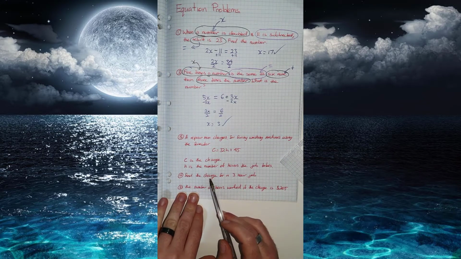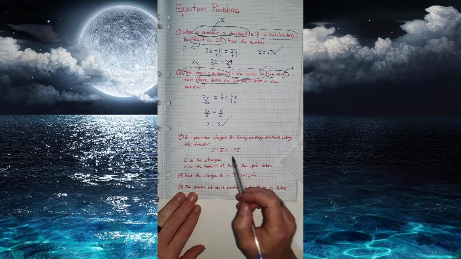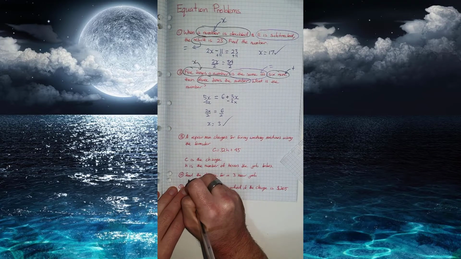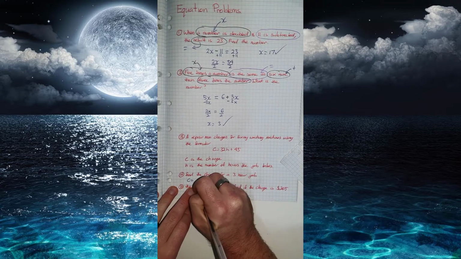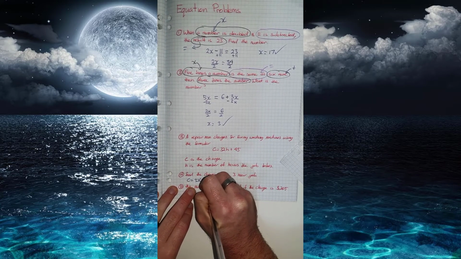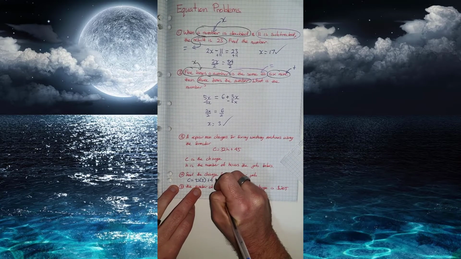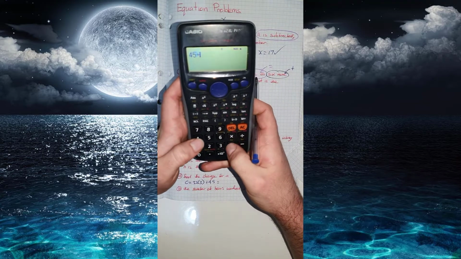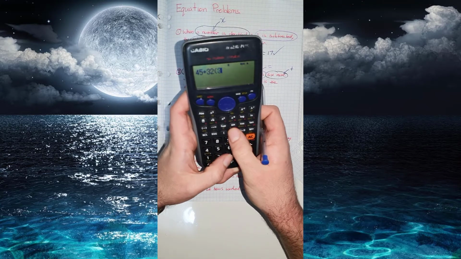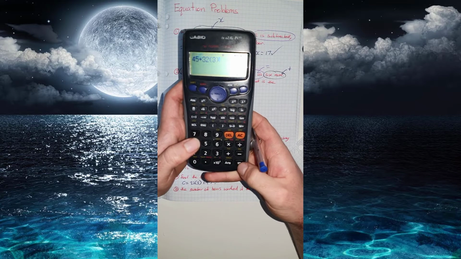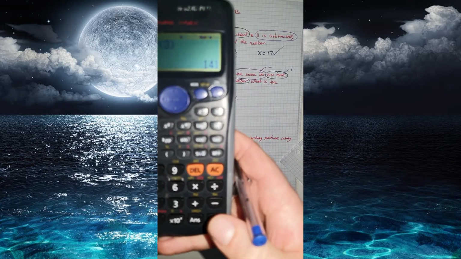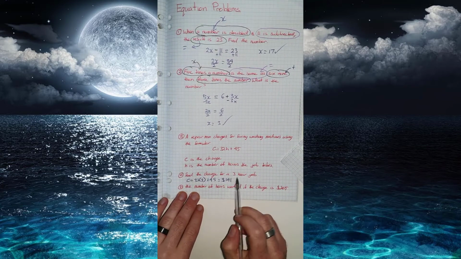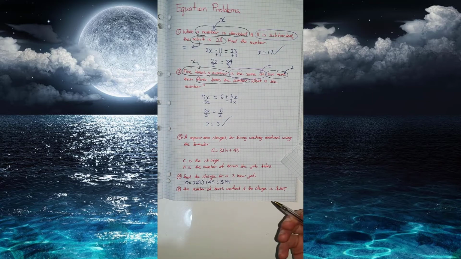So find the charge for a 3-hour job. Now we've been given one of the variables, which means we're only left with one variable. So let's substitute that in. So the charge is 32 times 3 plus 45. Now what was the charge? The call out fee was $45 and he worked for 3 hours at $32 an hour. So $141 is our charge. All I'm doing is substituting the information back into our formula. So it's quite easy that way.